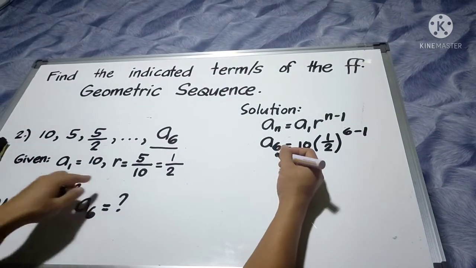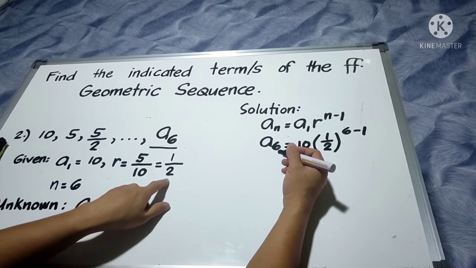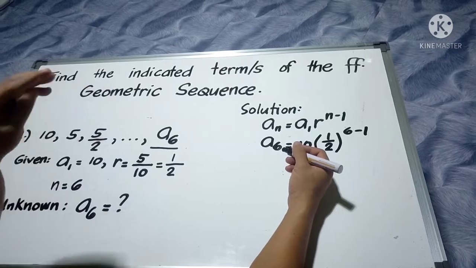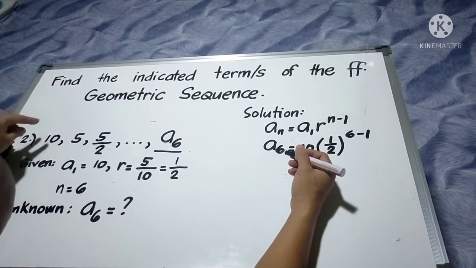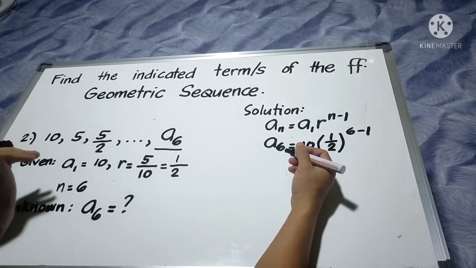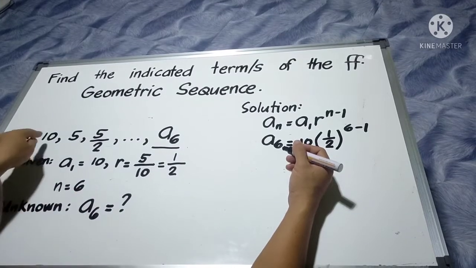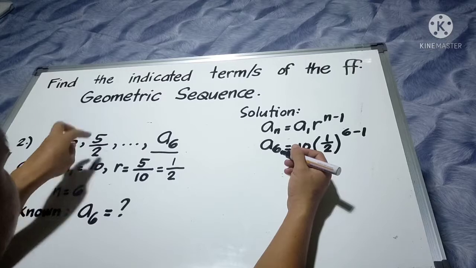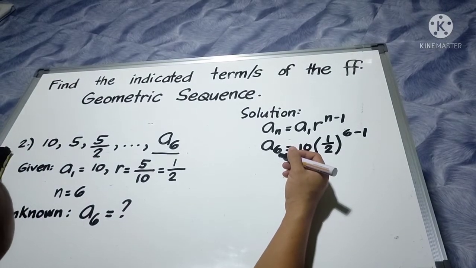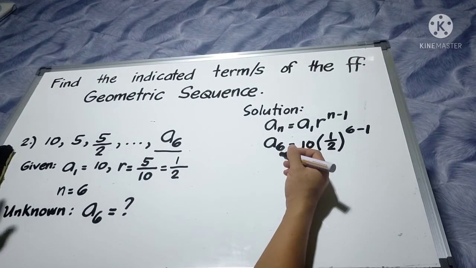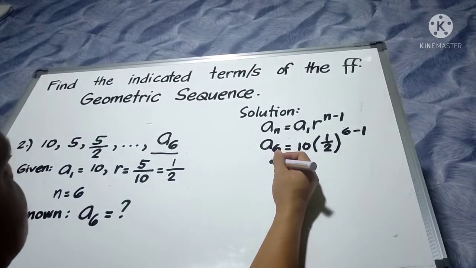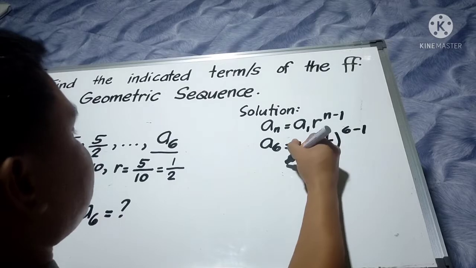So you have noticed that our common ratio is a fraction. Since the common ratio is a fraction, that means that the numbers are decreasing in value. So you have 10, then 5, it's decreasing, then 5/2. So expect that your a sub 6 is the smallest value in the given geometric sequence. So let us simplify it further.